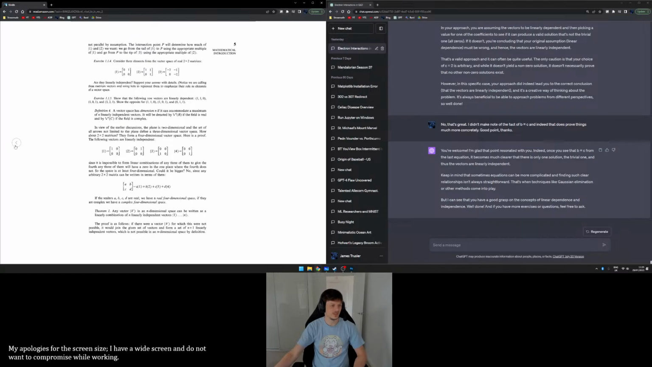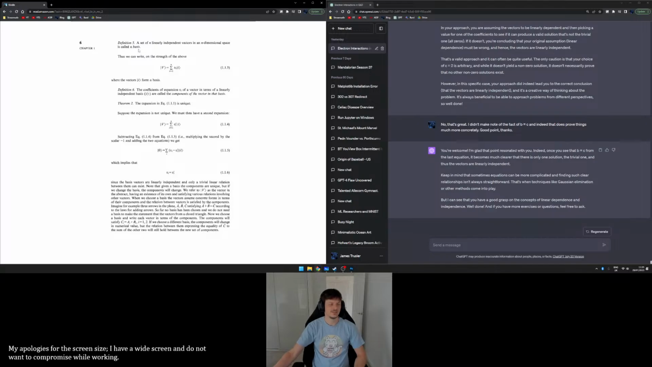Definition 5. What about... Wait. What happened to the other definitions? Oh, right, here. Okay. And I can't even remember what we're trying to do here. A set of n linearly independent vectors in an n-dimensional space is called a basis. A set of n linearly independent vectors, okay, in an n-dimensional space is called a basis.